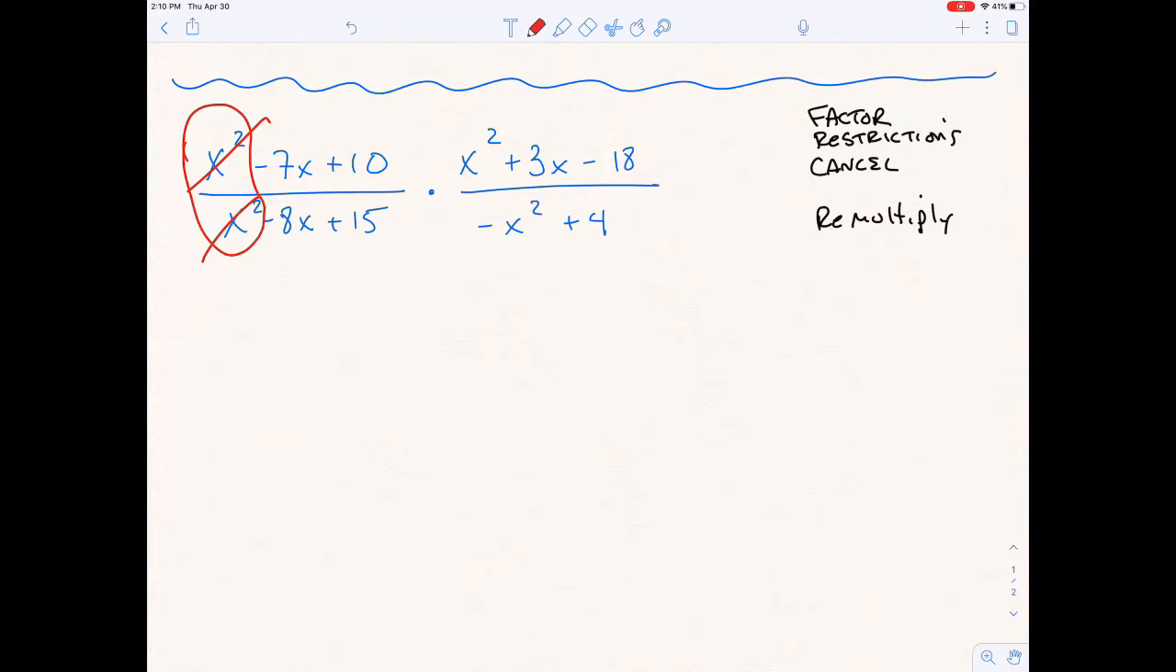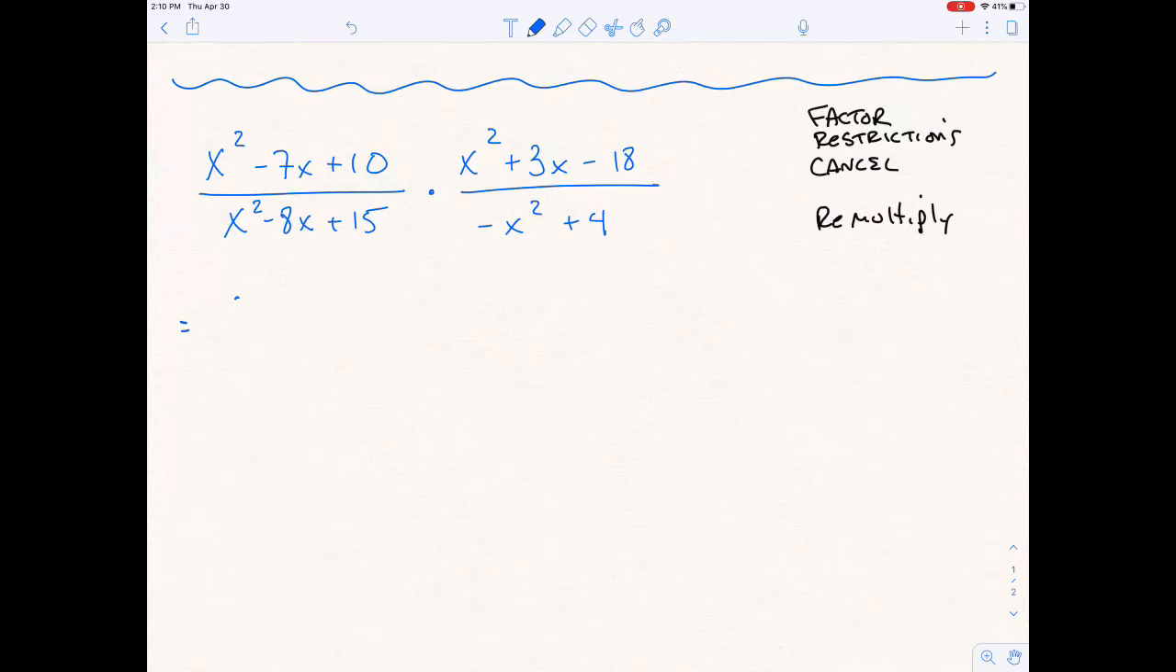Well, no, don't ever do that. That's not how this works. Hopefully we'll go over that in class, but for the sake of the video, that is not allowed, and you're not allowed to cancel things that are being added or subtracted. You're only allowed to cancel things that are being multiplied or divided. So we're going to go ahead and not do that, and we're going to factor instead.